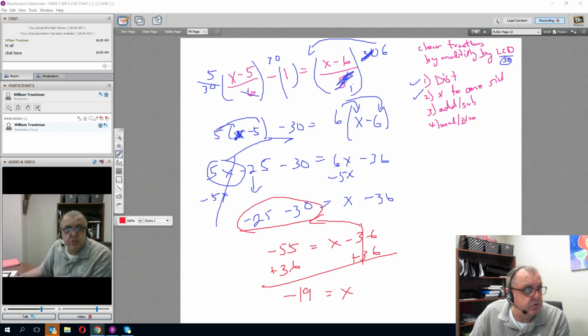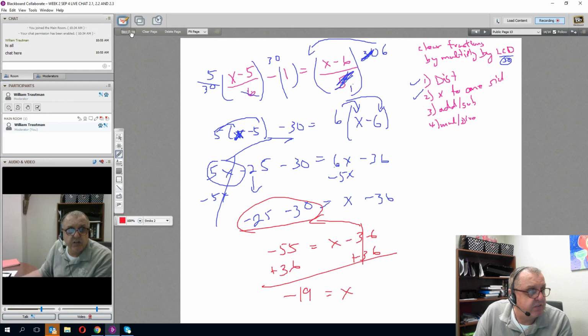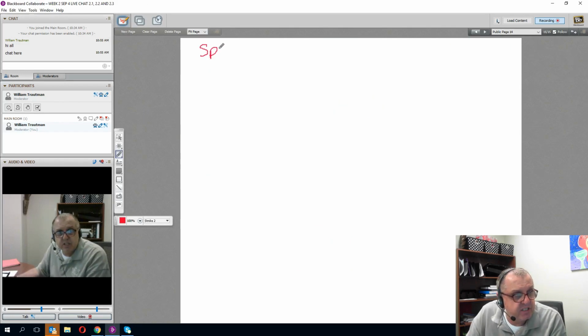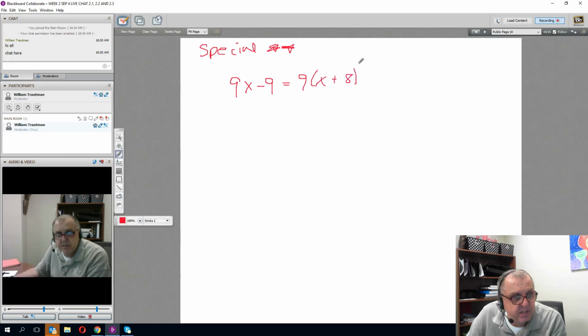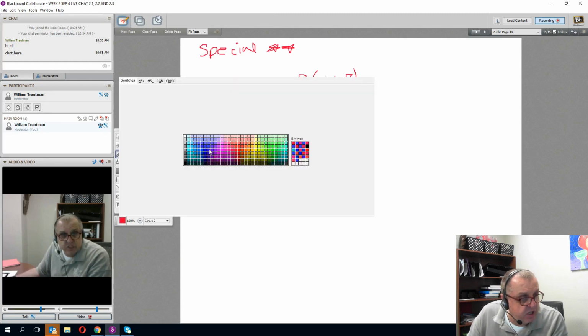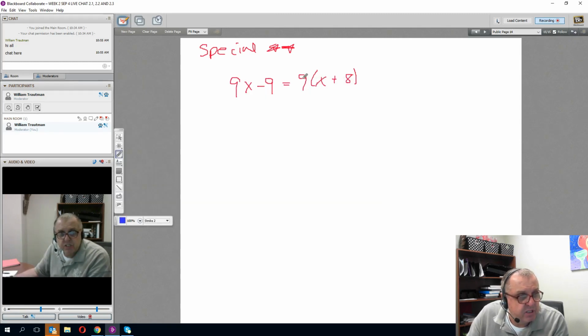Okay, so there's 2 special cases for solving for x. And I'm just going to write special. Be careful. Here's an example. 9x minus 9 equals 9 times x plus 8. So going through the steps for solving, step number 1, distribute. So here's the distribute that I'm going to do. 9 times x is 9x. 9 times 8 is 72.